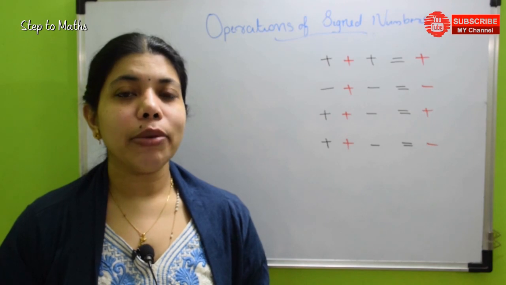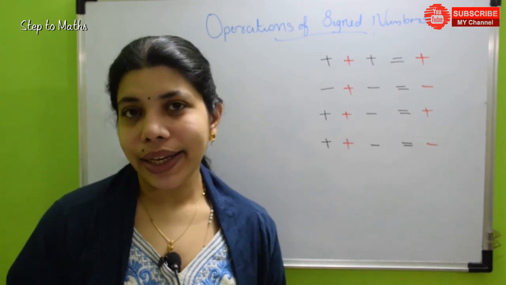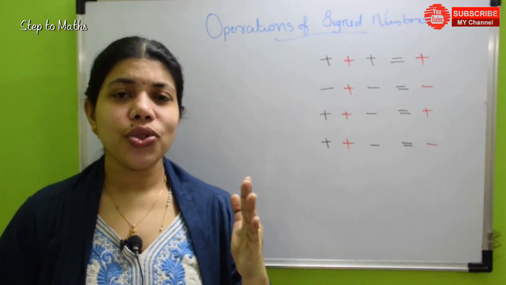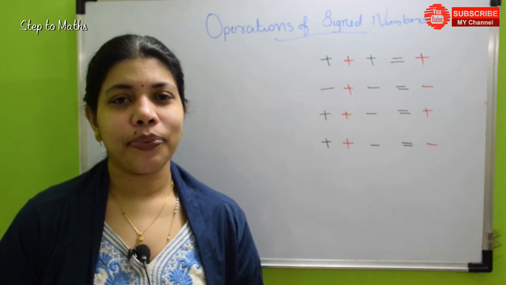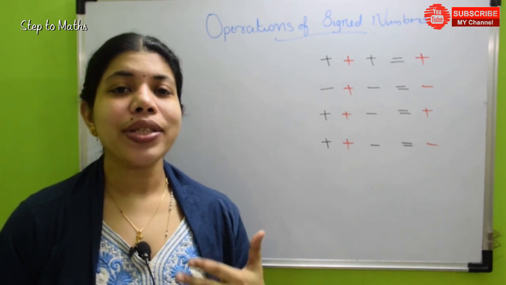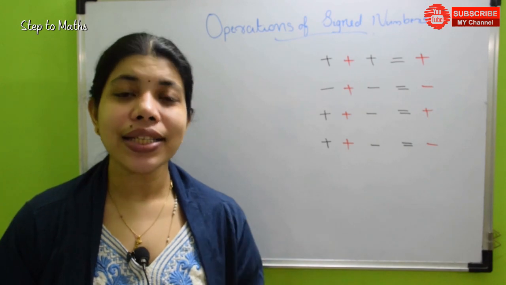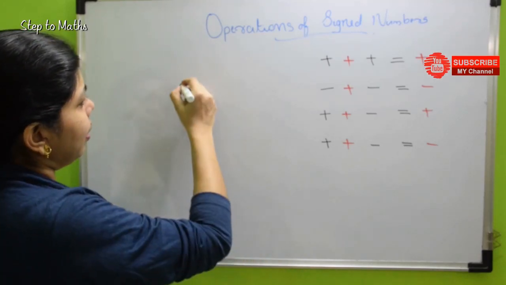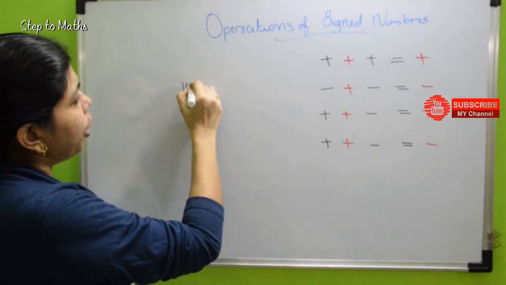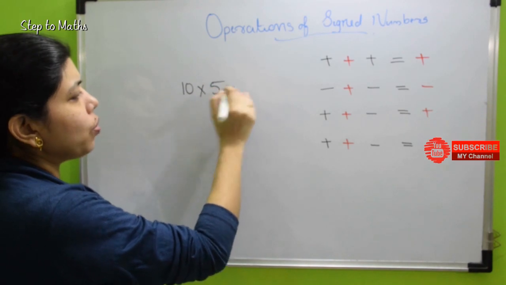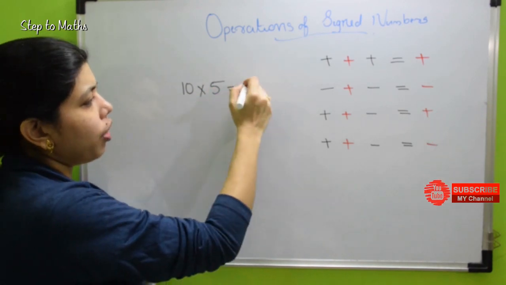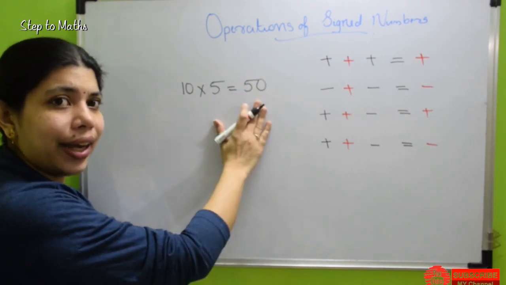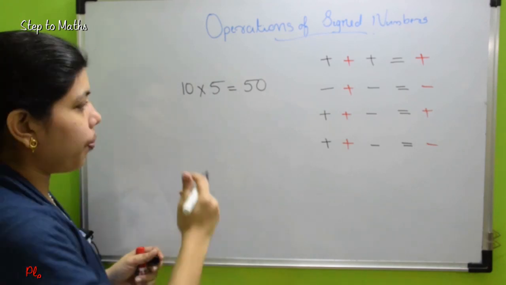How can we perform the multiplication and division of signed numbers? For that, we just remember 2 points. When we multiply two signed numbers, if the signs are the same, that means if two numbers are positive, 10 into 5 is 50. The product is also positive. Without a sign, the default means the numbers are positive.